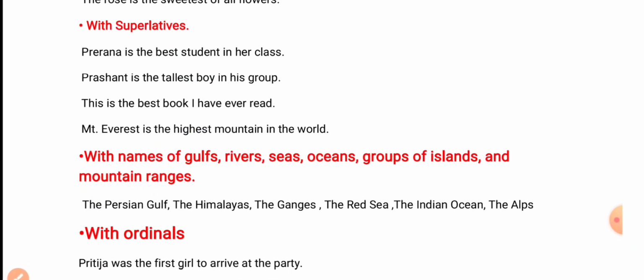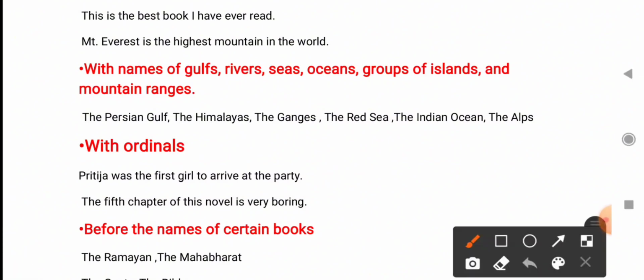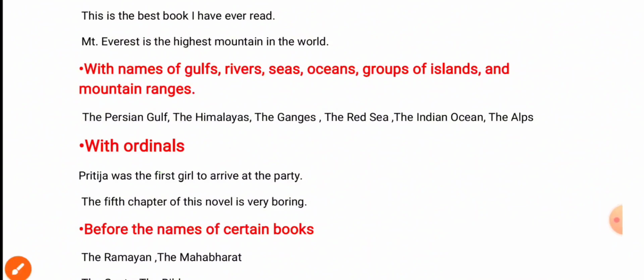Similarly, with the names of gulfs, rivers, seas, oceans, groups of islands and mountain ranges, before these names we use the article. With ordinal numbers, you know, ordinal number means first, fifth. These are ordinal numbers: first, second, third, fourth, fifth, 10th, 100th. These are all ordinal numbers. Before ordinal numbers, we use the.